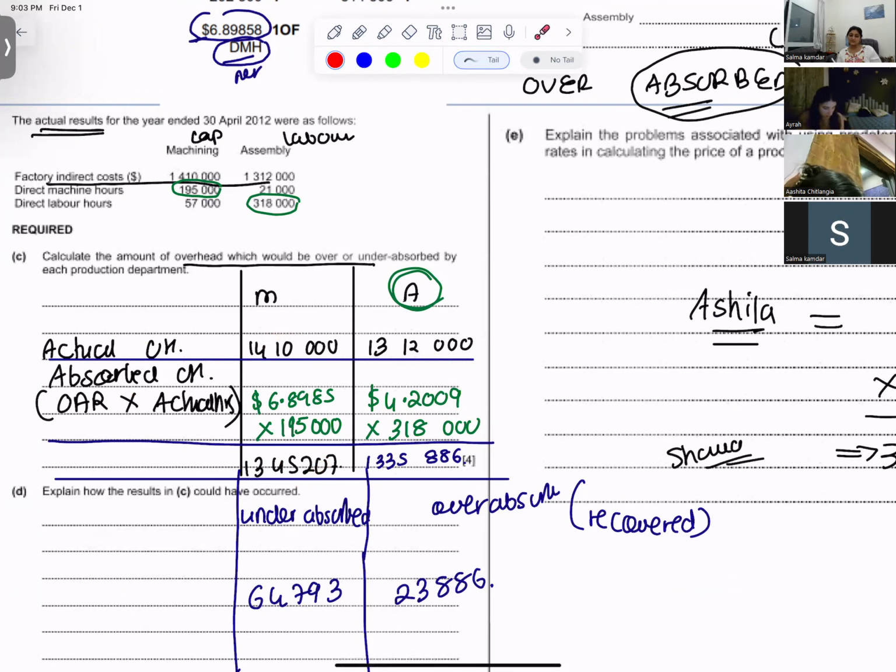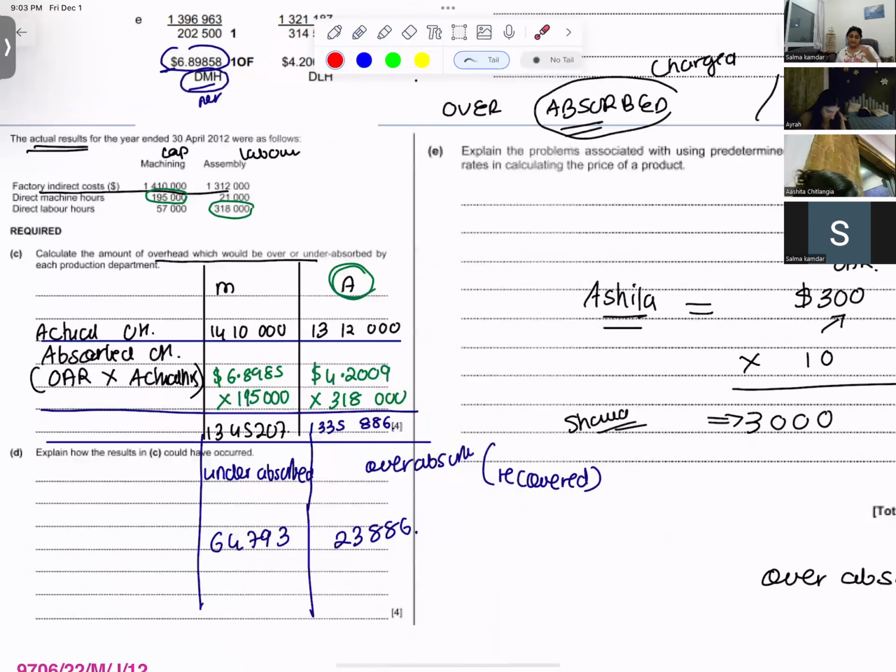Why is this over absorbed for the assembly department? Because the actual expenditure is less than the budgeted expenditure. And why is it under absorbed for the machining department? Because the actual expenditure is more than the budgeted expenditure.